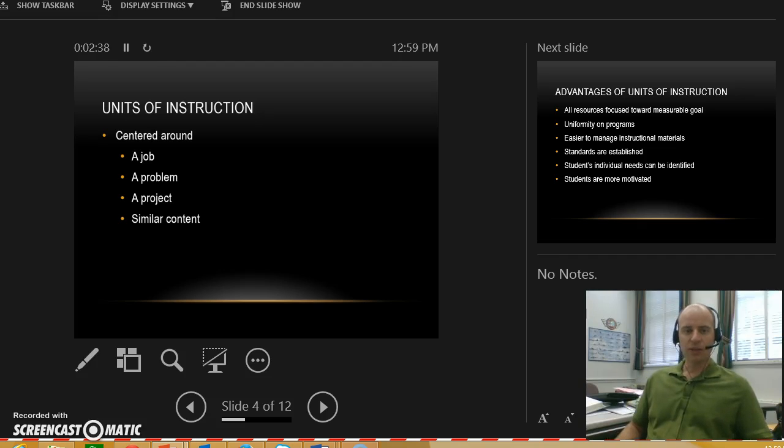Right. So each unit of instruction could be centered around a standard, it could be centered around a particular job, a problem, a project. It could just be groupings of similar content. You're going to have to determine how you're going to break down those units. Something that's going to be logical, that's going to make sense. Your units may have to flow into each other unless they're completely independent units, but typically one unit is going to flow into the next and they're going to build, and the content's going to build upon the previous content. So you're going to have to determine what those are going to look like.